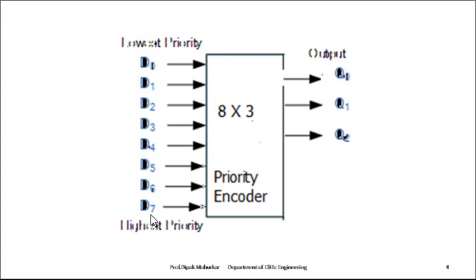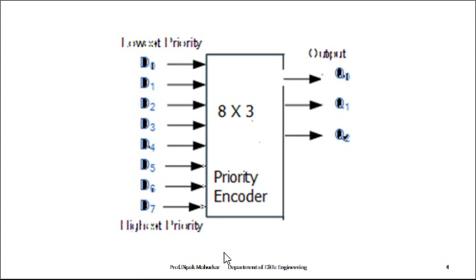See now, D7 is your highest priority and D0 is your lowest priority. So preference is given to the highest, then D6, D5 like this, and the lowest priority is D0. This is how we have the priority.